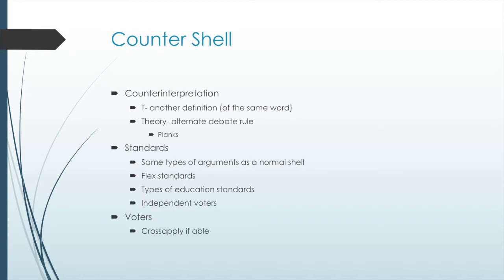Now, if we're answering theory, our counter interpretation is just an alternate debate rule. And again, we want to make sure that this is very similar to my opponent's rule, or that it pertains to the same aspect of debate as my opponent's rule. So for instance, if my opponent says that the neg may not read a conditional advocacy, my counter-interp might be that the neg cannot read more than one conditional advocacy. So obviously we're talking about a similar concept.